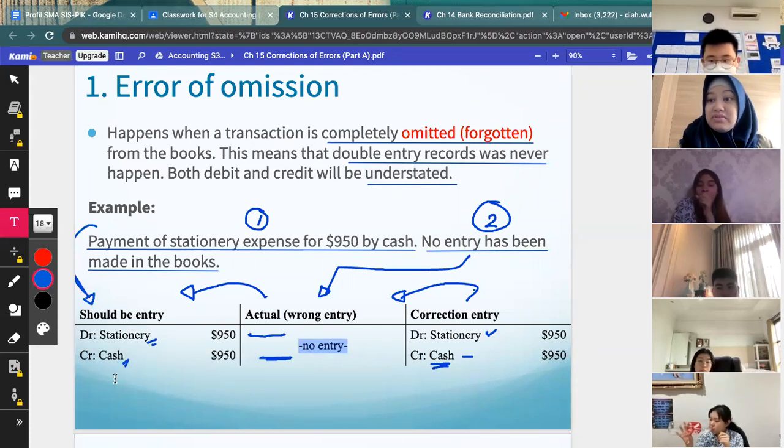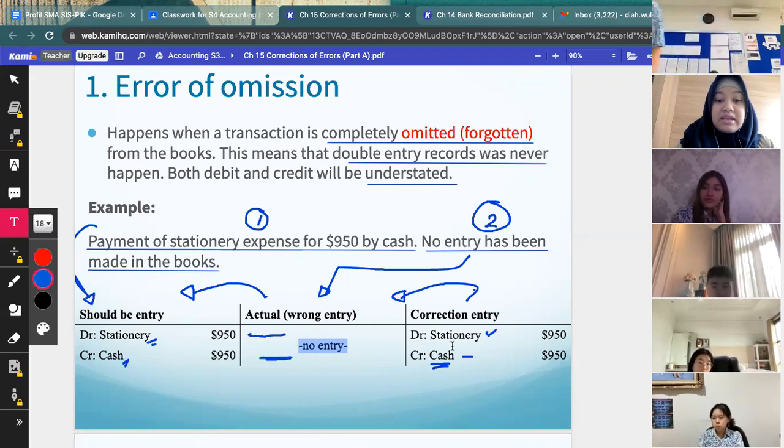Clear, yeah? Easy to understand, yeah? Easy to follow, yeah? And then let's make the correction entry. To do a correction entry, you have to add another entry that will combine with the actual entry so that it becomes the should-be entry. Once again, a correction entry is a new journal entry that you will make that will be combined with the actual entry, with the second column over here, so that it will produce, or it will be equal to, the should-be entry.